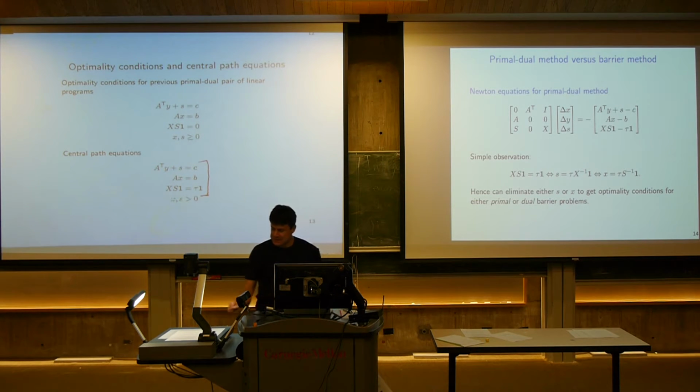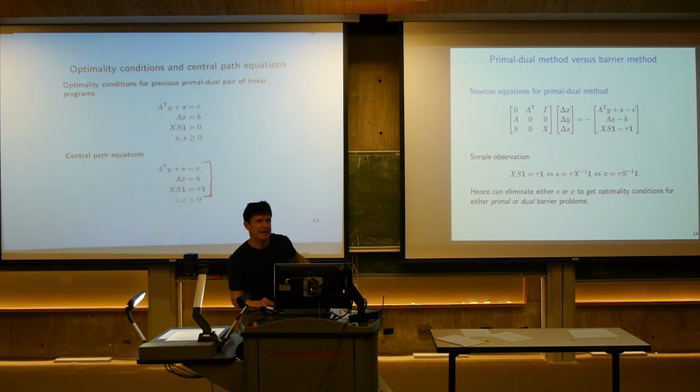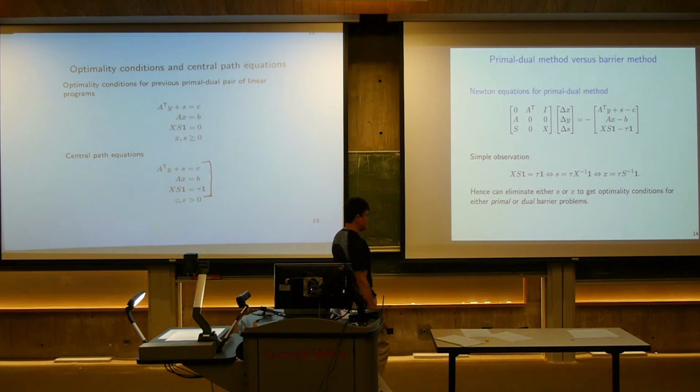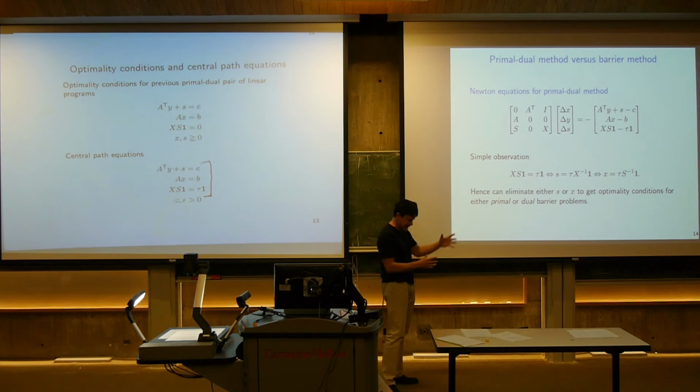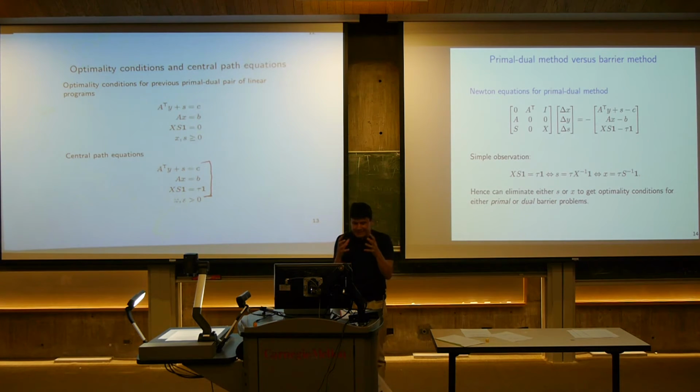Now, there is something about the central path equations and the Newton system of equations in the case of linear programming that we can actually go a little bit farther and we can connect it with the barrier problem. And this is a nice way that we can more clearly see the difference between primal, dual, and barrier problems.